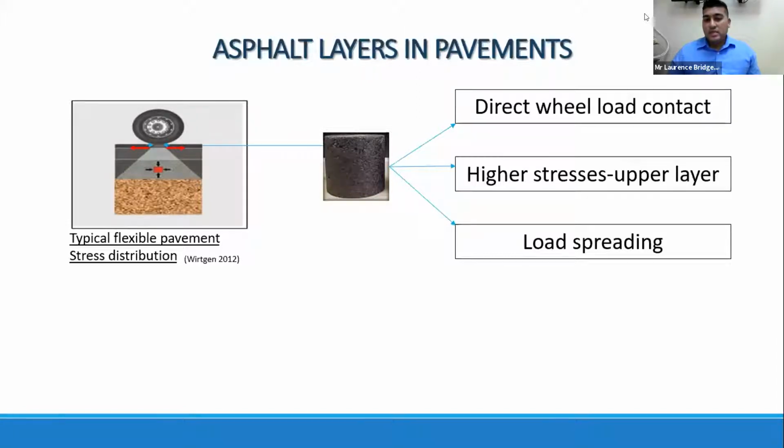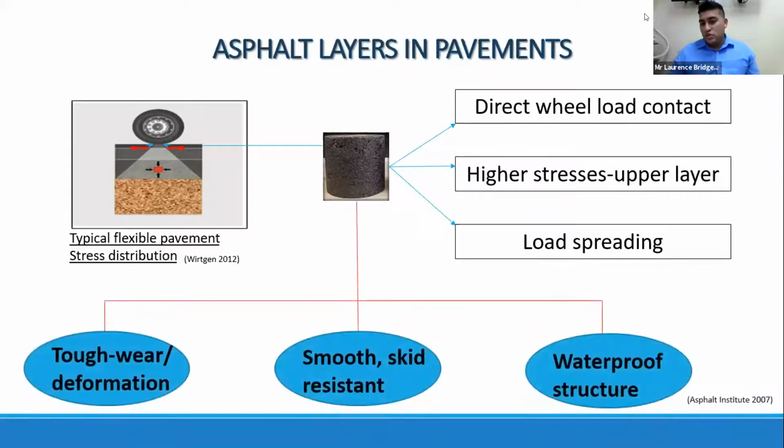Particularly, asphalt layers in pavement structures, because of their inherent tensile and compressive strength, allow for accommodating these heavy imposed loads and dissipating stress distribution to the lower layers within the pavement structure. In addition to structural requirements, asphalt layers are also required to be tough to resist wear deformation from the abrasion of wheel and tire loadings. They should provide a smooth, skid-resistant surface and allow for waterproofing of the entire pavement structure.